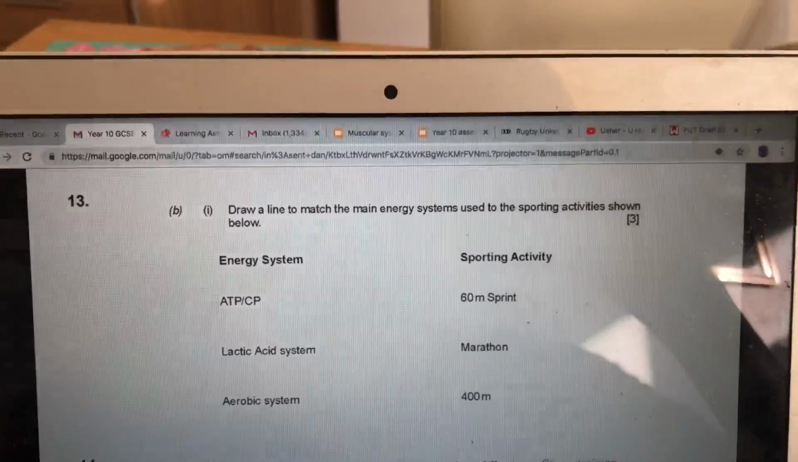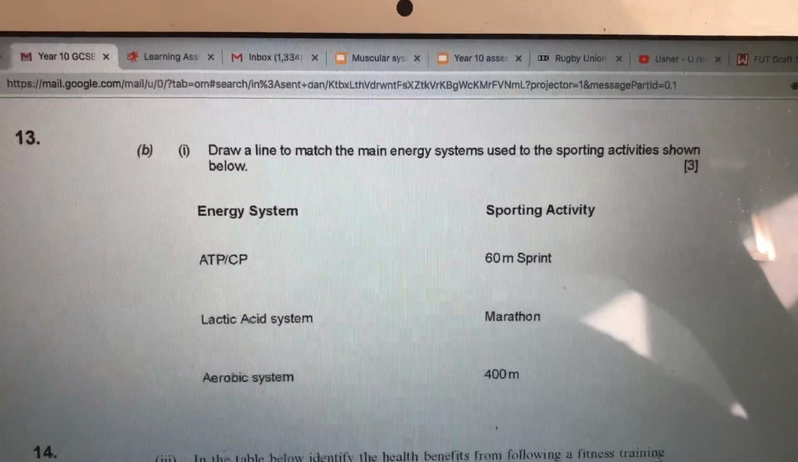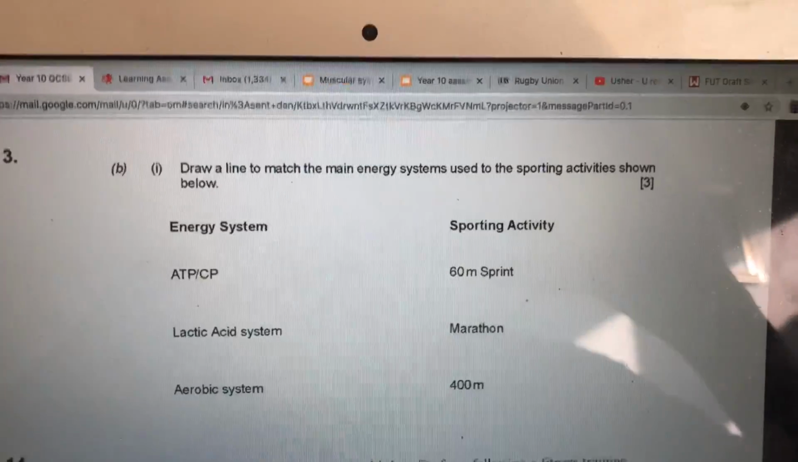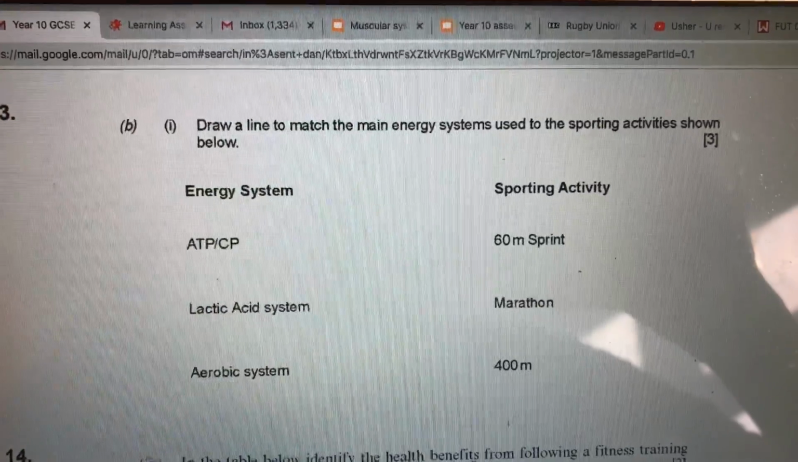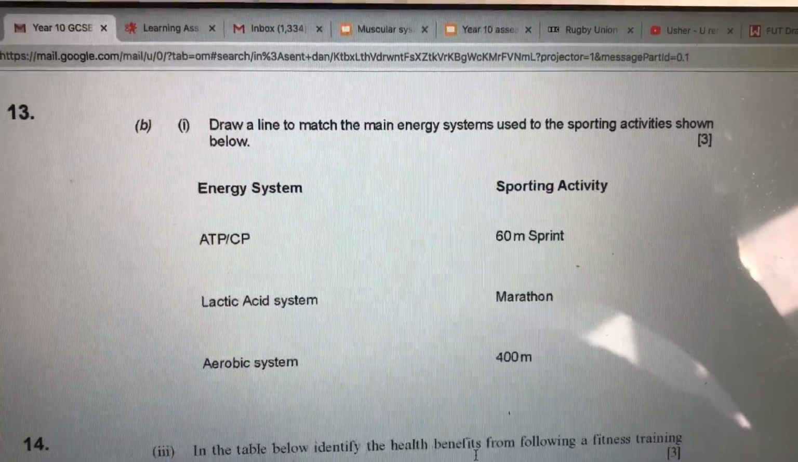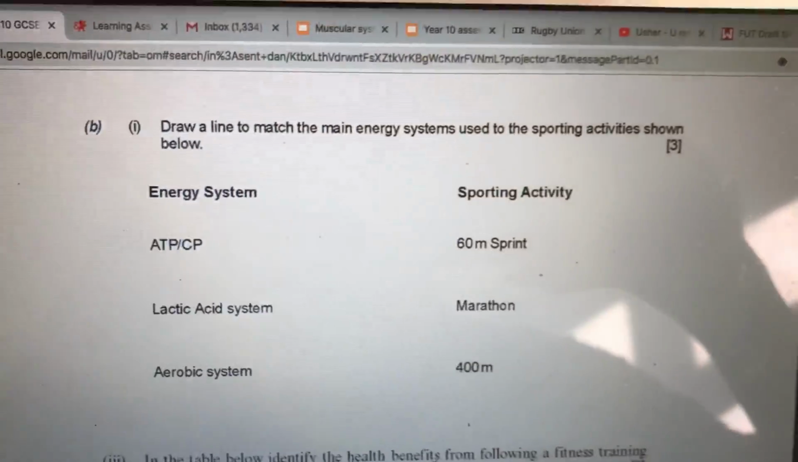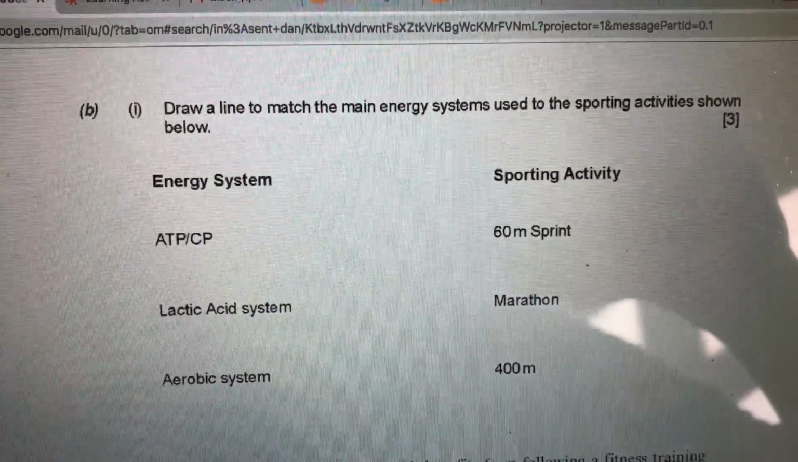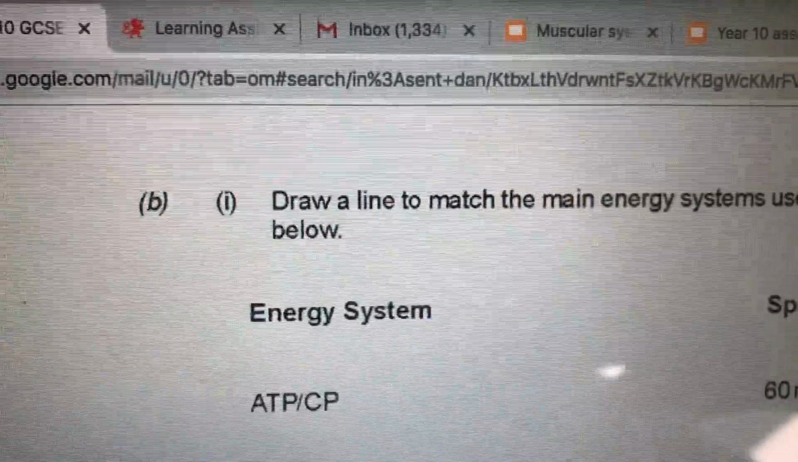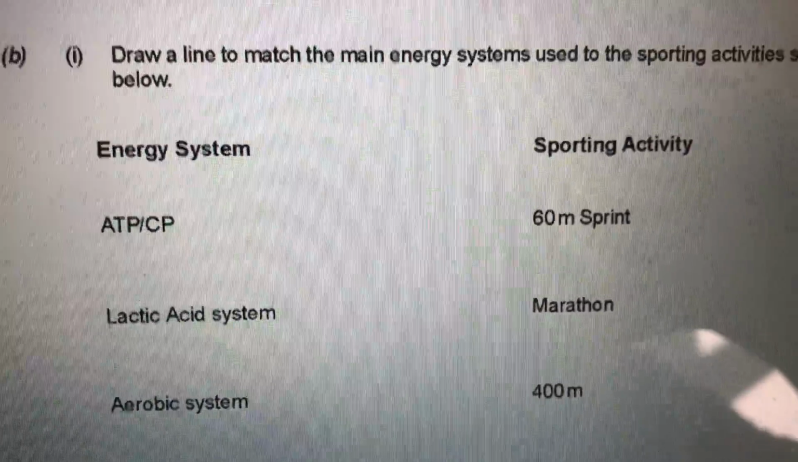Okay, question 13. I'm really surprised that this wasn't a 100% success rate on this question. We've done the energy systems. You'll need to look back at your year 9 book for that, okay? For me, easy 3 marks. All right, it's asking me to draw a line. Hopefully you can all draw a line.